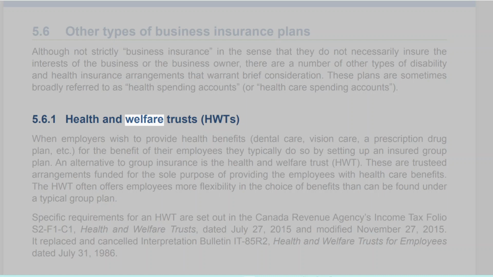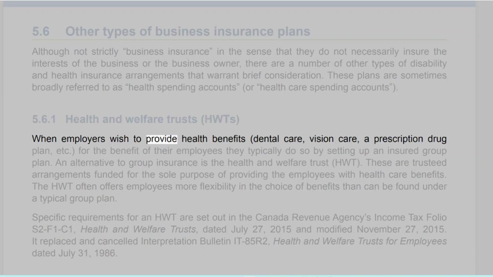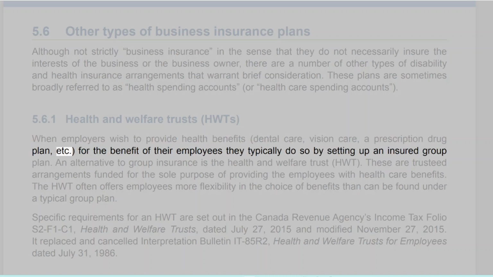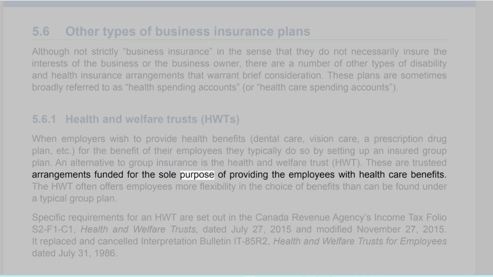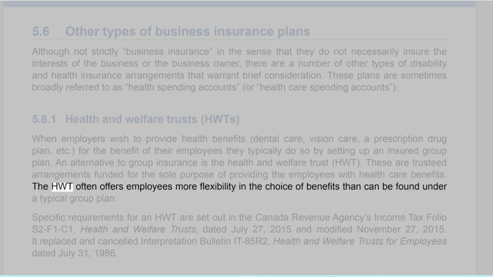5.6.1 Health and Welfare Trusts, HWTs. When employers wish to provide health benefits, dental care, vision care, a prescription drug plan, etc., for the benefit of their employees, they typically do so by setting up an insured group plan. An alternative to group insurance is the Health and Welfare Trust, HWT. These are trusteed arrangements funded for the sole purpose of providing the employees with health care benefits. The HWT often offers employees more flexibility in the choice of benefits than can be found under a typical group plan.